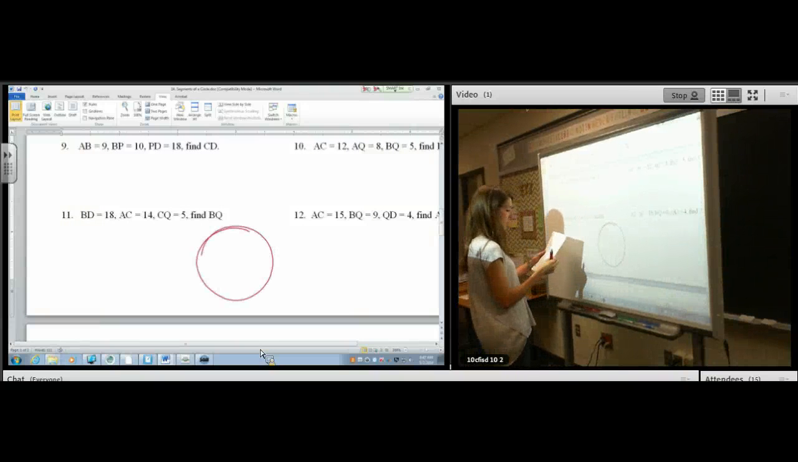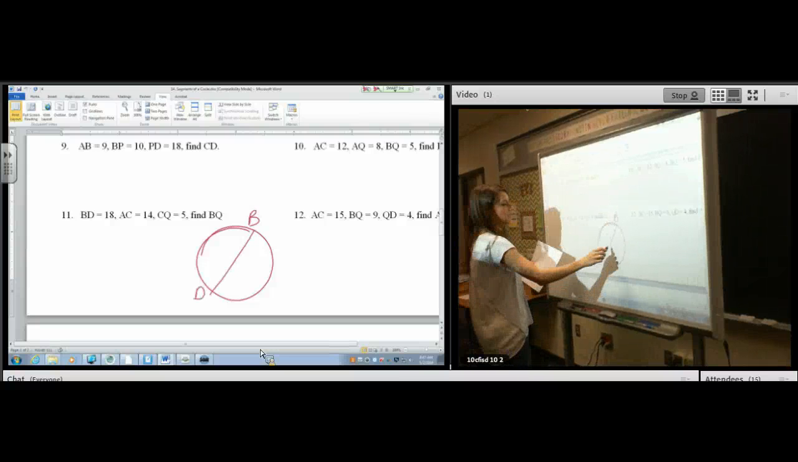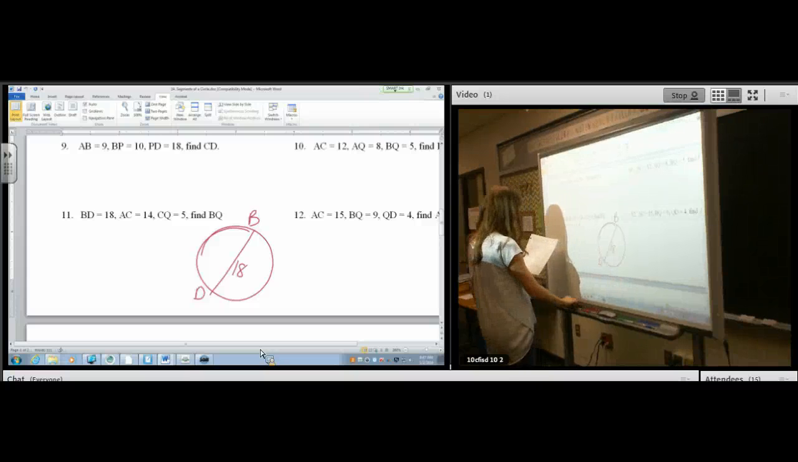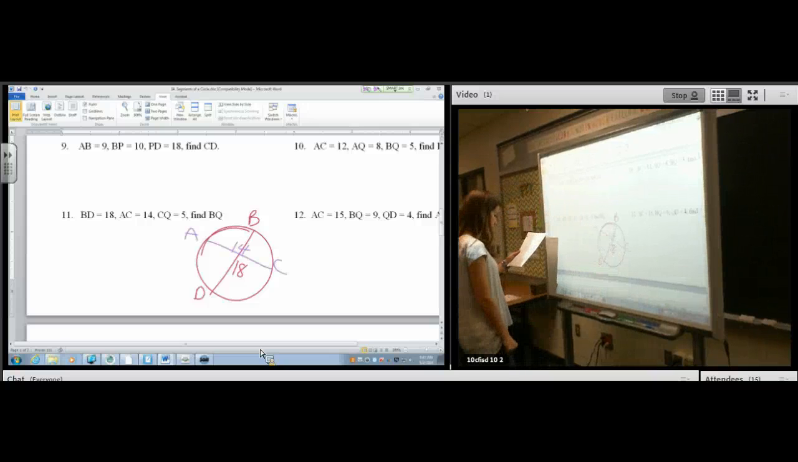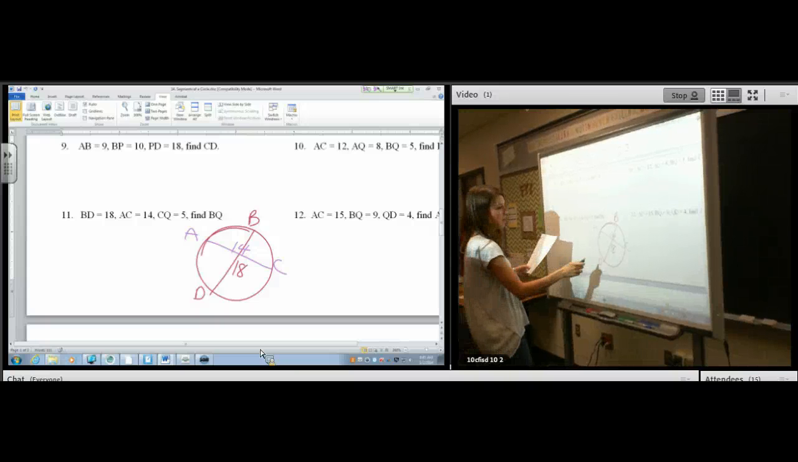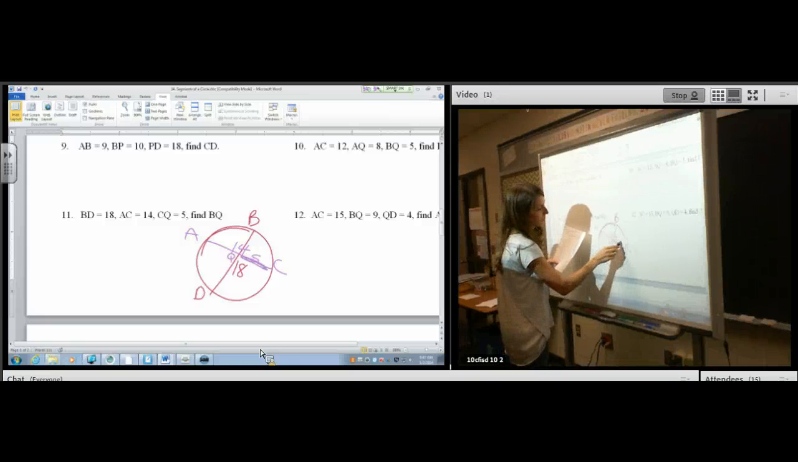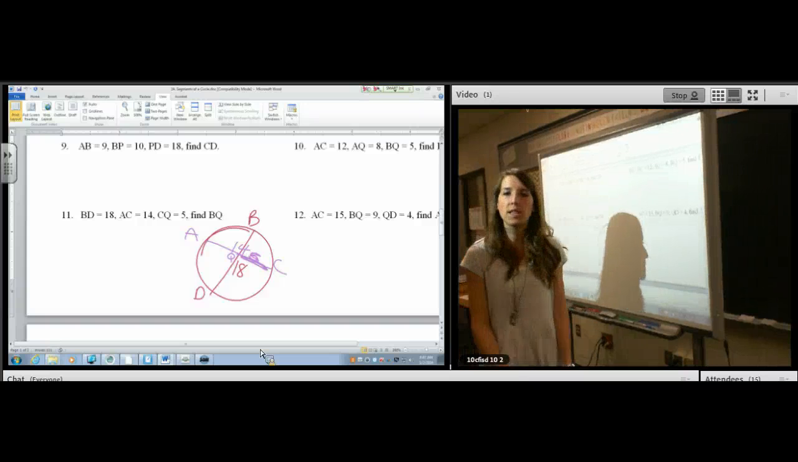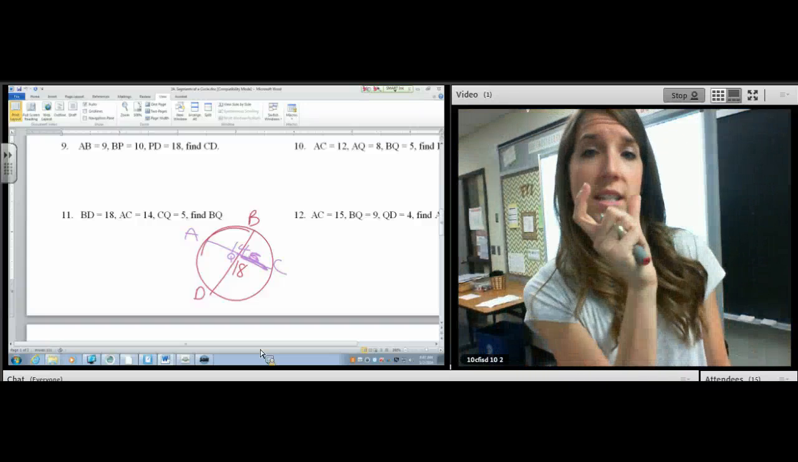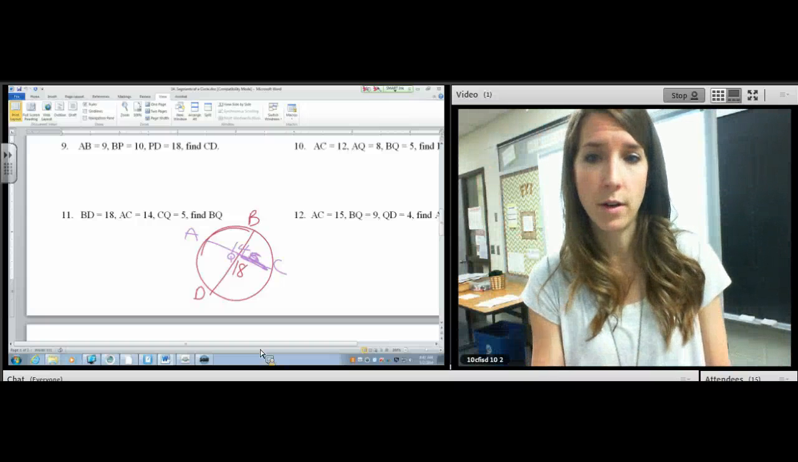So number 11, BD is 18, AC is 14, and CQ is 5. So we're going to use the theorem that pretty much says the part times the part of one chord equals the part times the part of the other chord.